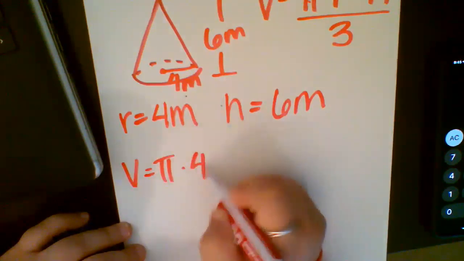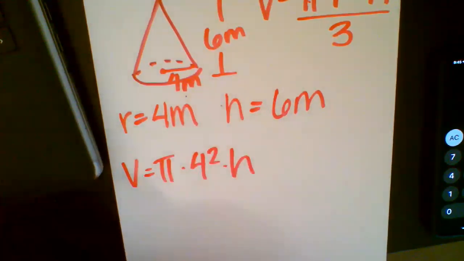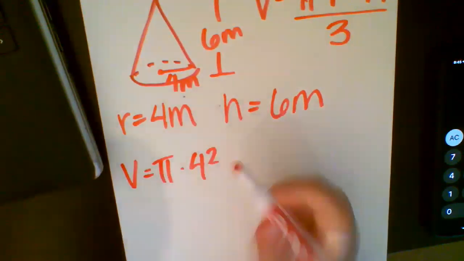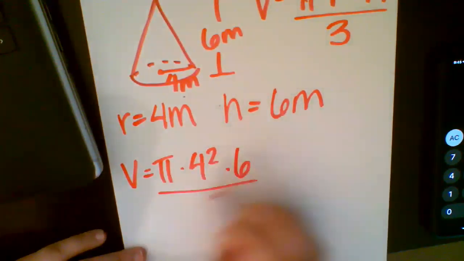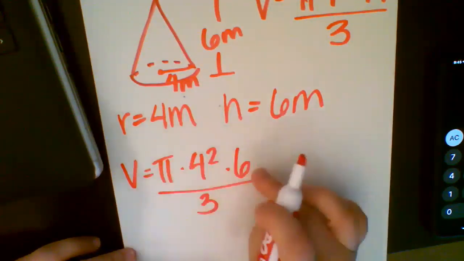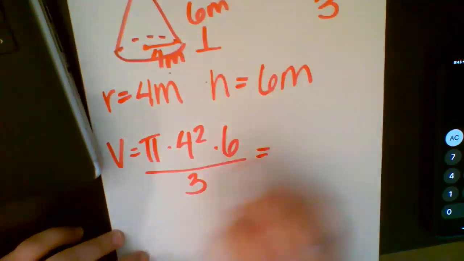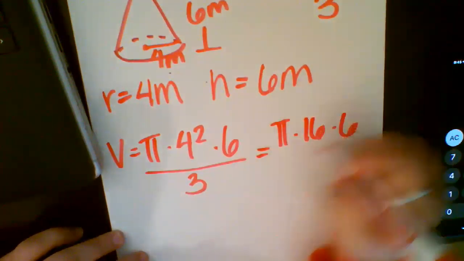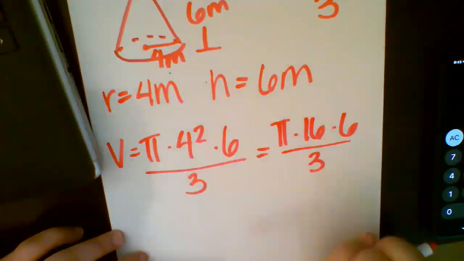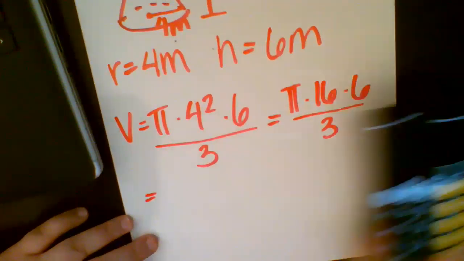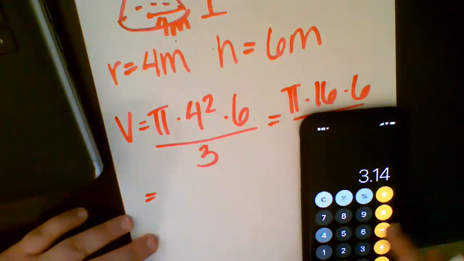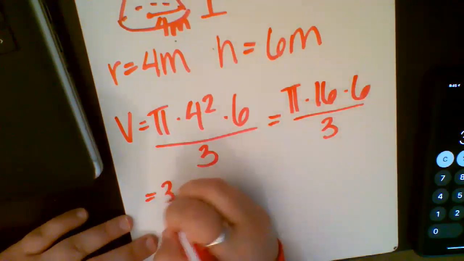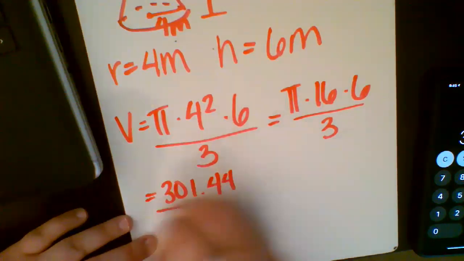So our volume, we plug numbers in where they go. Oops, not h, we have h, 6. Okay, and then like I said, the last step is just going to be to divide by 3. So we're going to solve this top part first, then divide by 3. We technically already know this number, but as a review, I'm going to do it again. I do the square, then the multiplication, and I get the same number as last time, that big number, 301.44. There's our volume of a cylinder, okay?